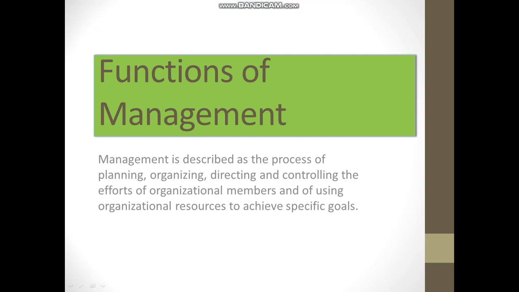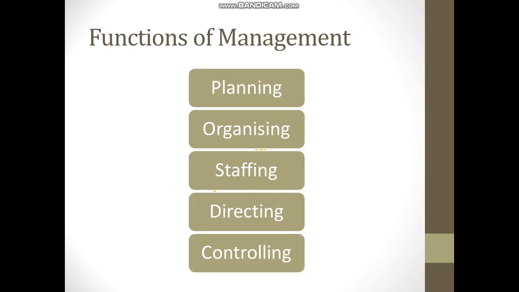Now already we have done that what is management. So management is described as the process of planning, organizing, directing and controlling the efforts of organizational members and of using organizational resources in the effective and efficient manner to achieve predetermined goal. So basically all the elements, these are functions also and these are also termed as elements of management. Now functions of management or elements of management, that is planning, organizing, staffing, directing and controlling.